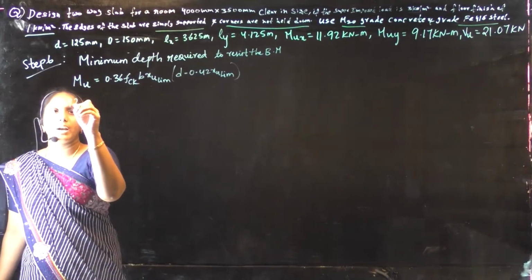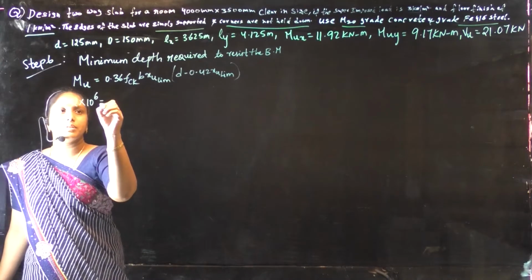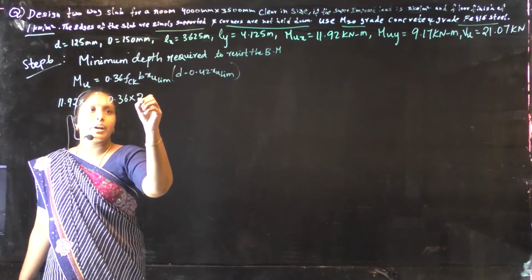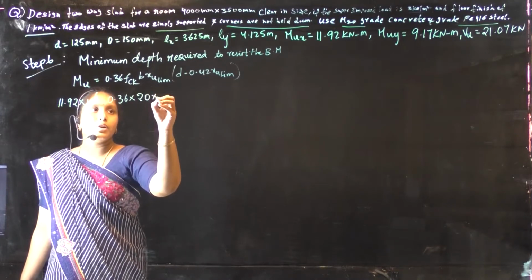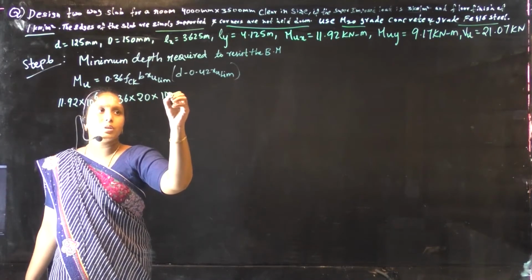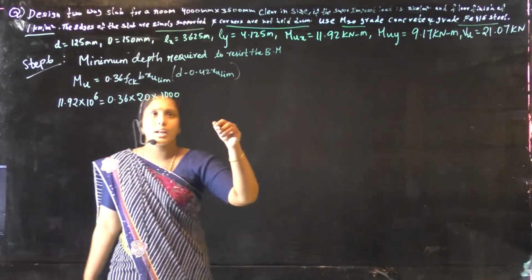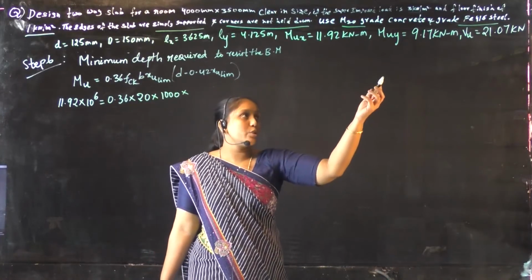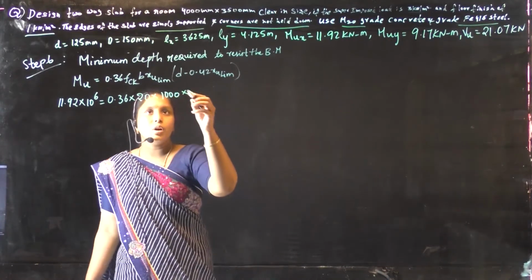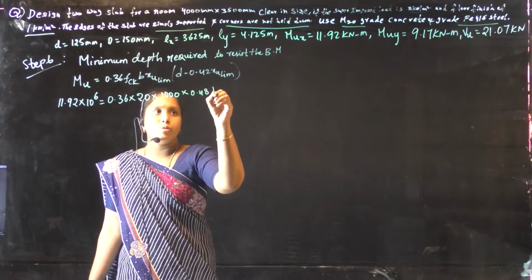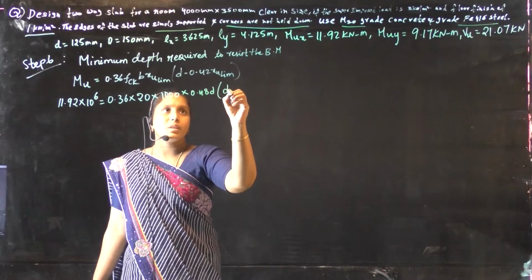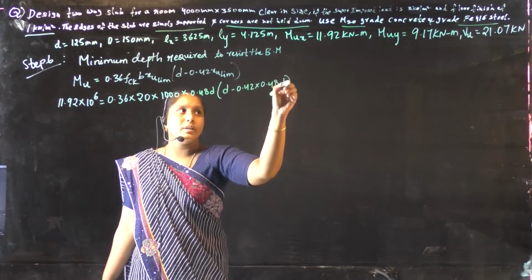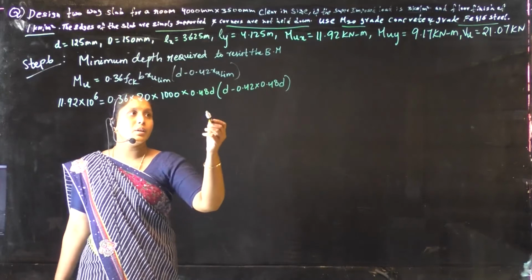So 11.92 into 10 to the power of 6 is equal to 0.36 into FCK (what is the grade of concrete? 20) into B. So it is 1000, because per unit width we are going to calculate, into XU limit. So what is the XU limit here? What is the grade of steel we are using? It is Fe 415. So the XU limit will be 0.48D into D minus 0.42 into 0.48D.